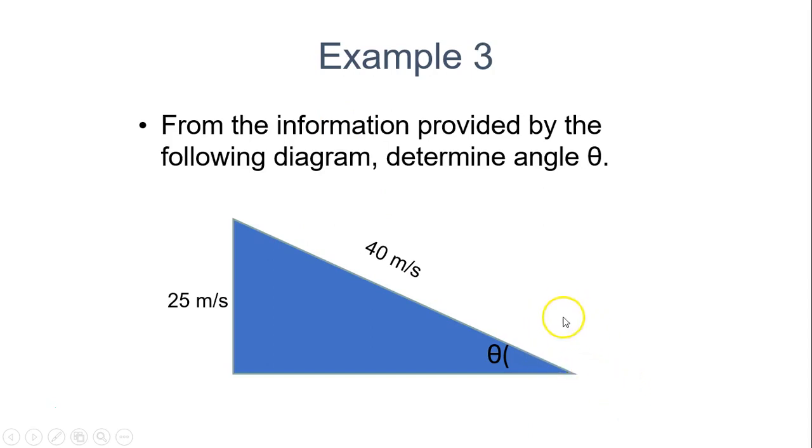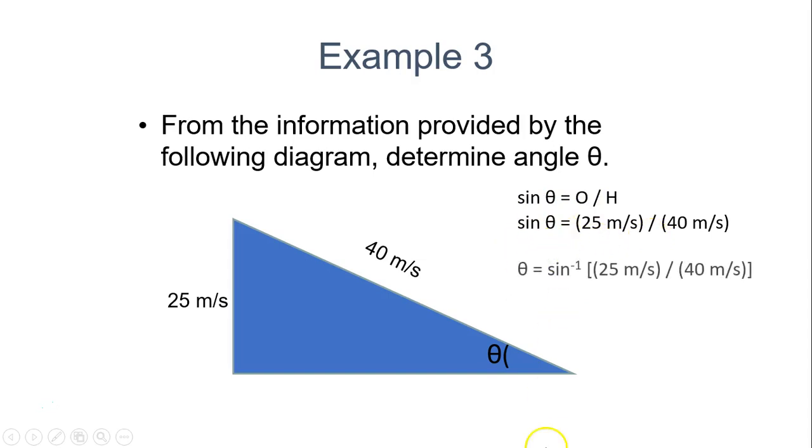Next question. From the information provided, you are given hypotenuse and opposite. How do you find this angle? In this case, opposite and hypotenuse, that's sine. Sine theta equals opposite over hypotenuse. So to solve for theta, you use inverse sine. You should get 34 degrees.